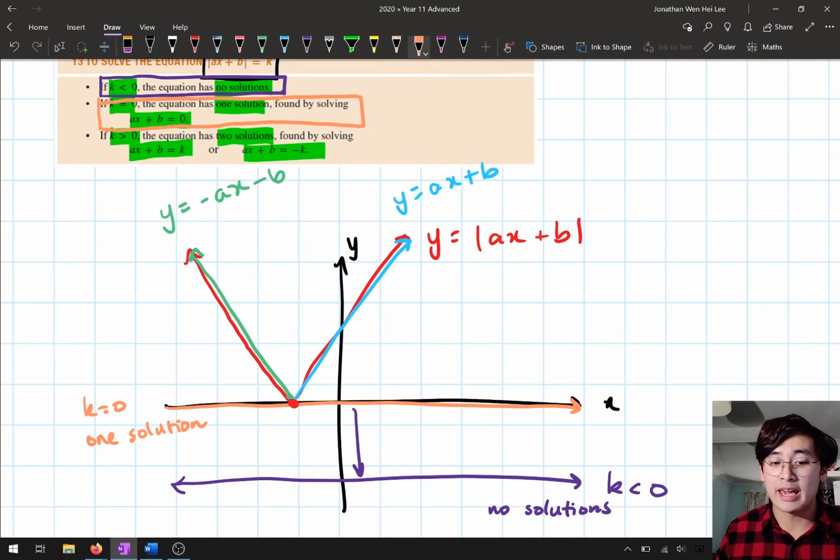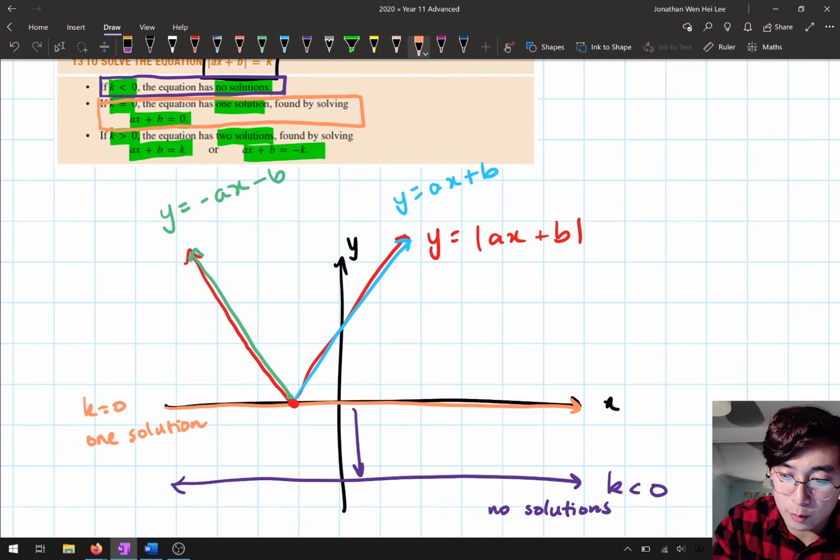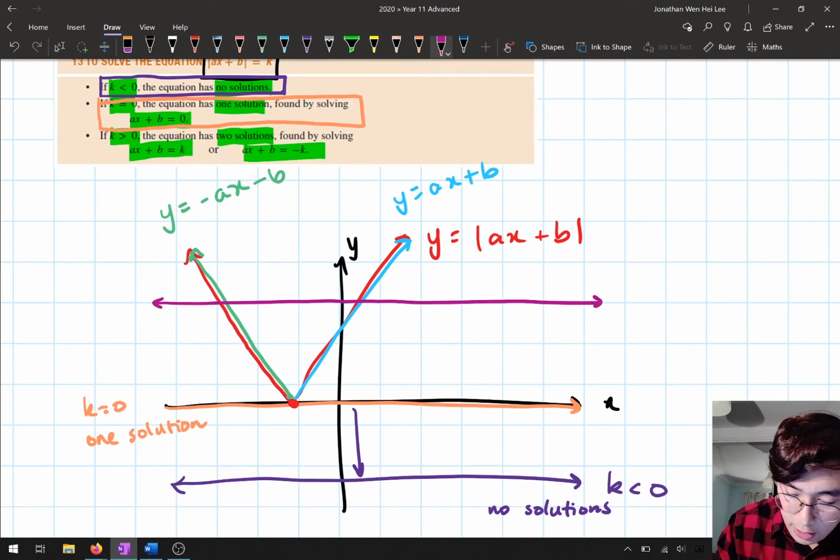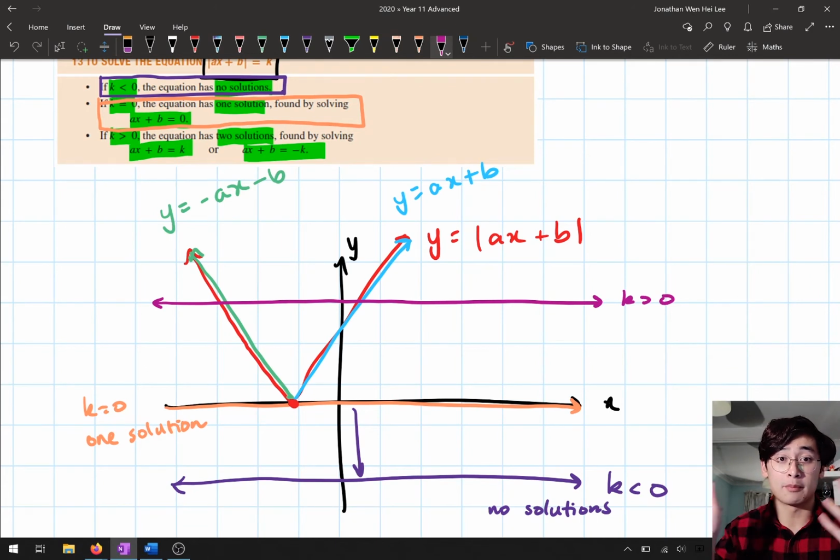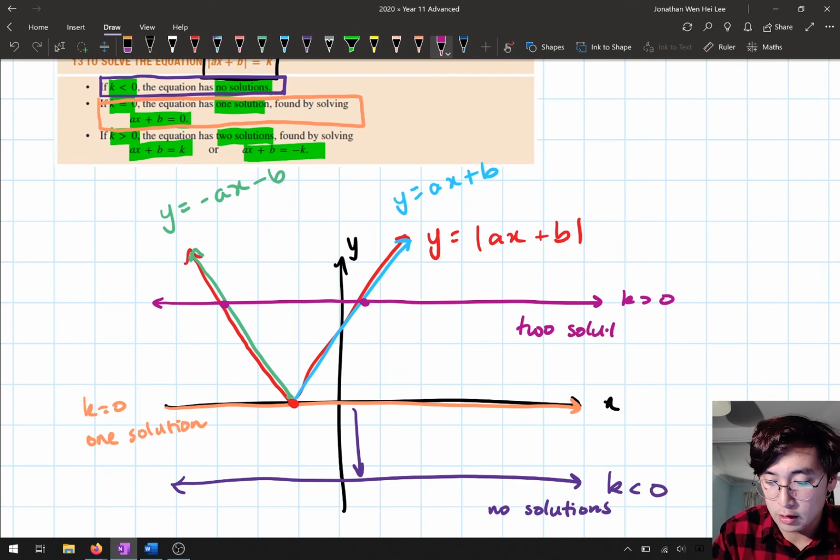The final thing is when k is greater than 0. So where is y greater than 0? y is greater than 0 when we have a line somewhere up here, for example. So this is k greater than 0. And if you look, how many times does it touch my absolute value function? It touches it twice. It touches it once on the green side, and once on the blue side. So it touches our graph twice because of those two branches of my absolute value function. So here we're going to have two solutions.